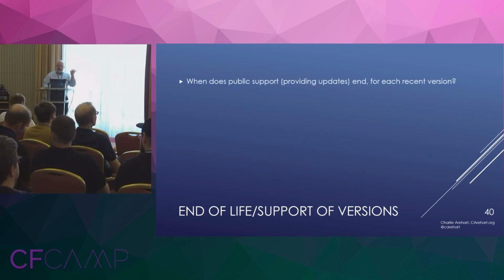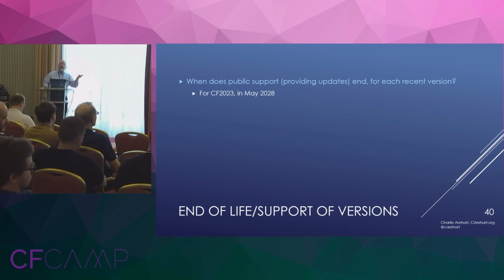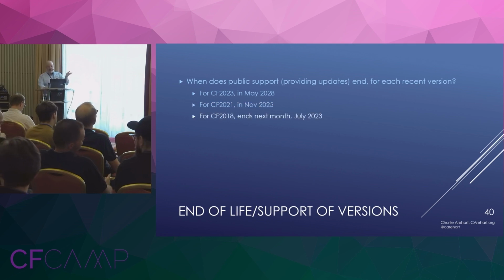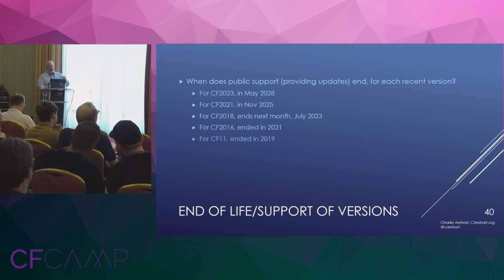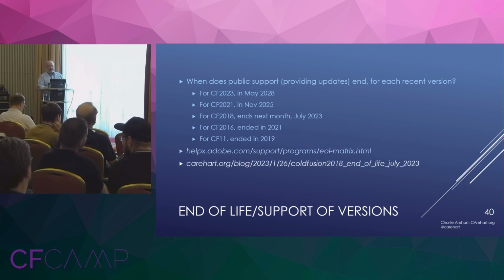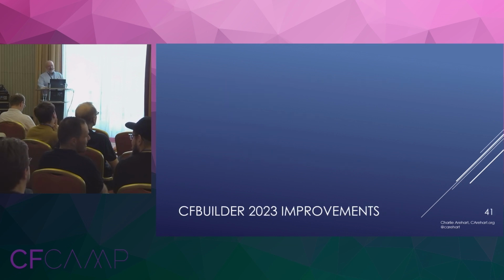End of life, like I said, things do eventually end after 5 years. 2023 is in May of 2028, so we got 5 years on that. 2021 is in November 2025. It came out in November 2020, so we have 3 years left on that. 2018 ends next month, 16 ended in 2021, and so on and so on. And this is documented, if you didn't know it. There's a page that explains that. And I did a blog post warning people, hey, if you're on 2018, get off of it.